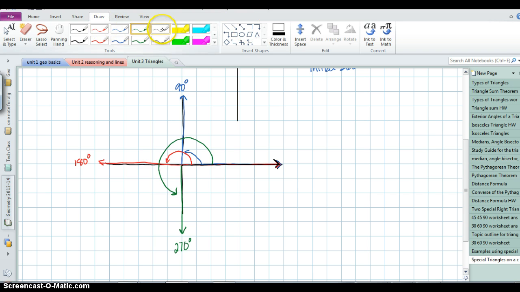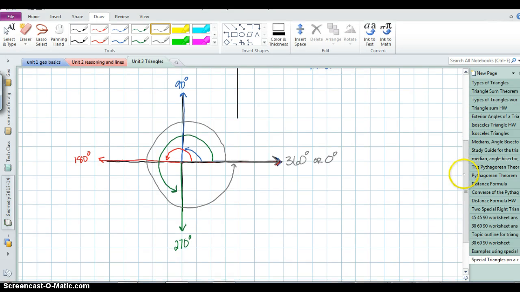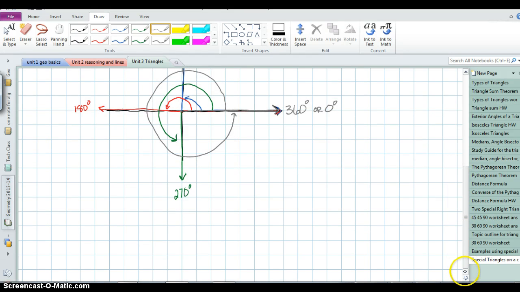270. And then the last one, I'm running out of colors, so we'll go gray. Starting at the initial side and going all the way around clear to here, that's 360 degrees. And that looks exactly like 0 degrees because the initial side and the terminal side are sitting right on top of each other, just like a 0 degree angle. So those are four really important angles that we need to keep in mind as we start to throw some triangles on this coordinate plane.